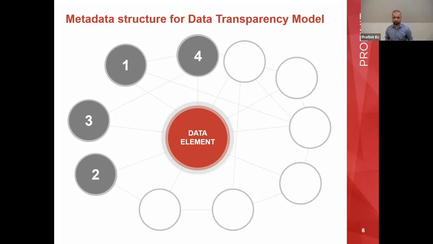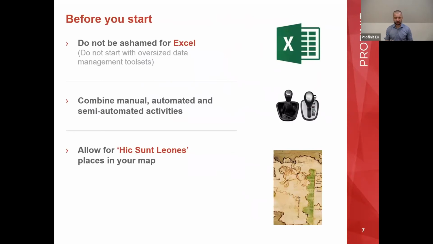And these 4 steps are equal to the 4 most important dimensions of our data transparency model. There are some more, maybe derived dimensions. I will talk about them later, but now we will focus on these 4 most important ones. But before we do that, I will give you 3 more recommendations.